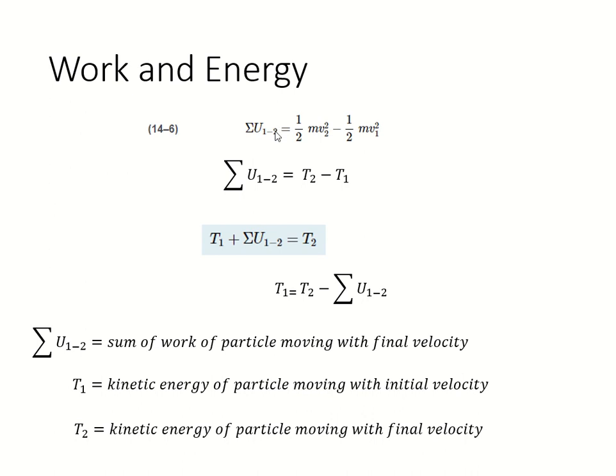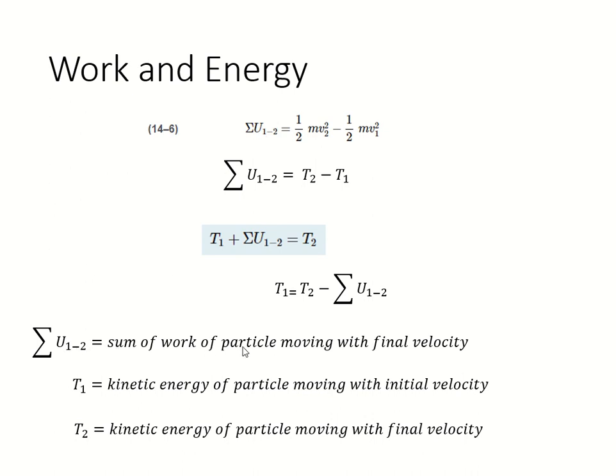So anyway, if you want to calculate the sum of work, then you'll have to use this kind of formula where you subtract the first kinetic energy from the second kinetic energy. So this is the kinetic energy of the particle using one velocity, and this one is the kinetic energy of the same particle using the second velocity. So when you subtract that, you're going to get the sum of the work. That's what's showing here. That's the sum of the work.